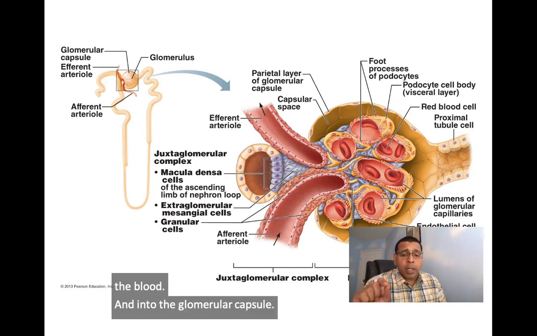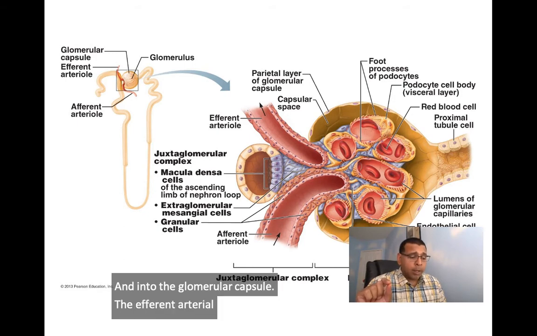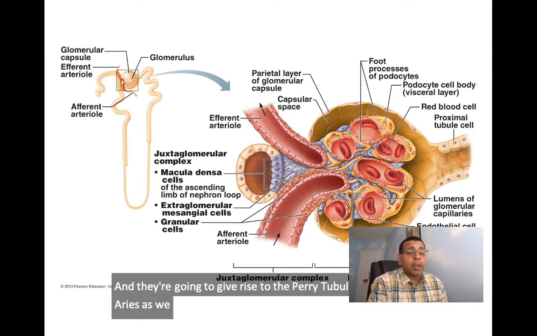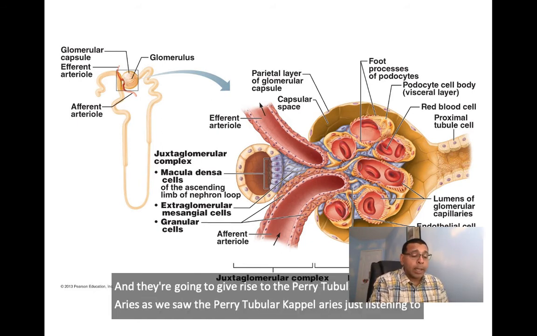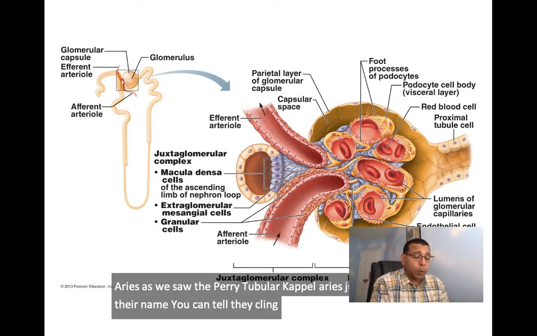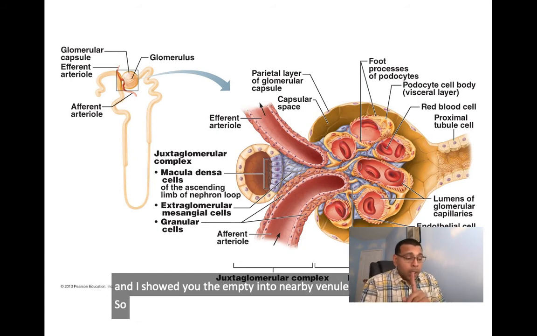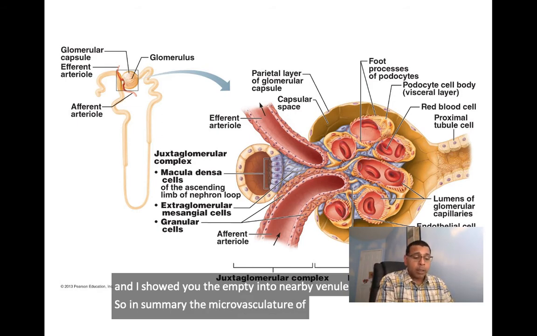The efferent arterioles drain the glomeruli, and they give rise to the peritubular capillaries, as we saw. Just listening to their name, you can tell the peritubular capillaries cling closely to the renal tubules, and I showed you they empty into nearby venules. So in summary, the microvasculature of the nephrons consists of two capillary beds.